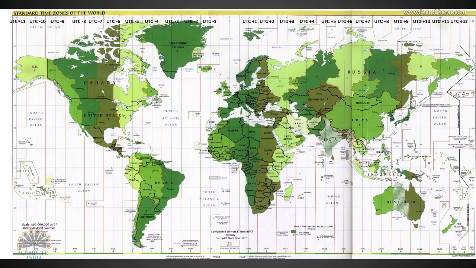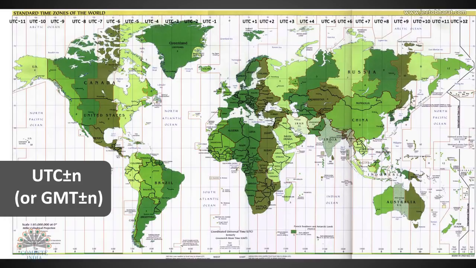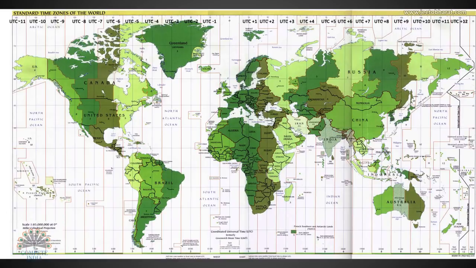Many nations worldwide use UTC in the definition of their time zones instead of GMT. The definition for time zones can be written in short form as UTC plus or minus N, or GMT plus or minus N, where N is the offset in hours. It is important to note that some countries have non-standard time zones, usually with a 30-minute offset. Some also have a 45-minute offset as well.